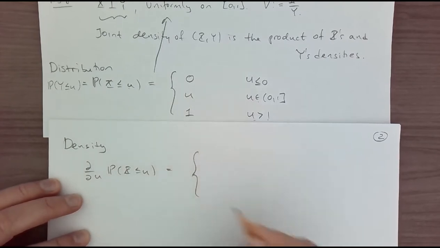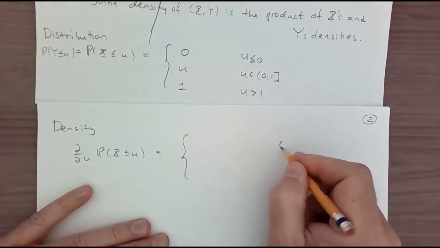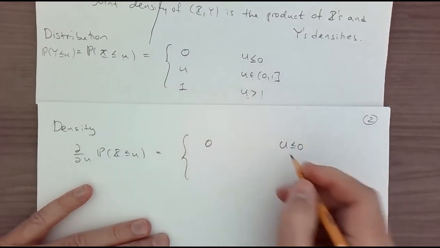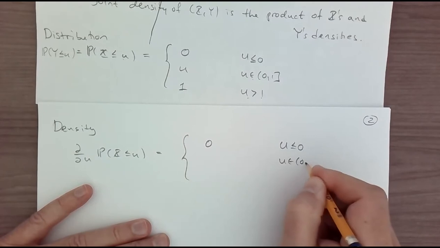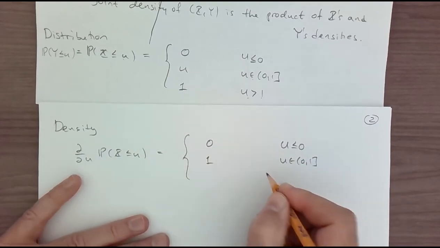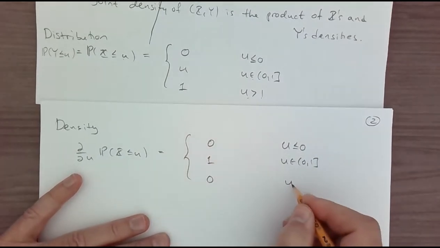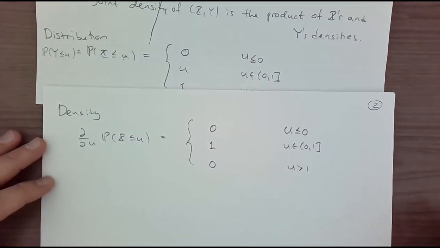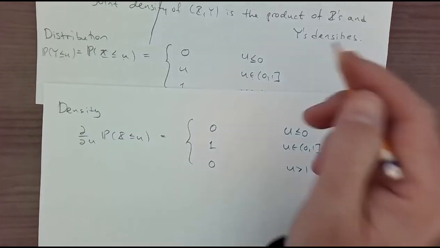But this is going to be depending on what u is. So if you're less than or equal to 0, we're going to get a 0. If you are in between 0 and 1, you're going to get a 1. Right? And if you're bigger, then you're 0 again. Right, so what else do we have?